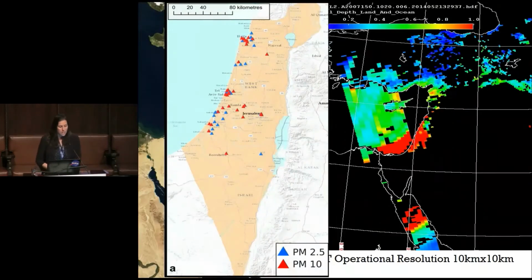What you see here, the triangles represent the point locations of the PM2.5 and PM10 stations in Israel. These are the points where we have data from, but that doesn't give us any information of what's going on, what's the air quality between the stations and outside, because so many locations you can see spatially are not covered by these stations.